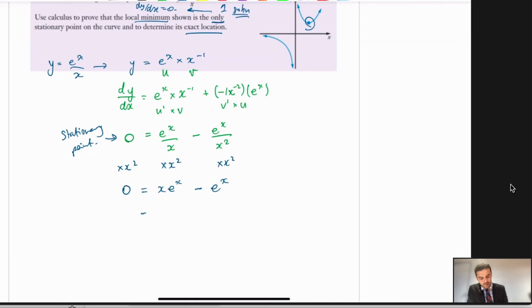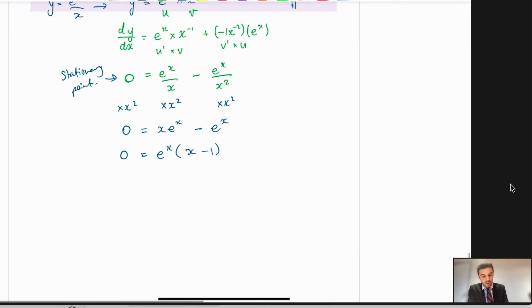Next thing is I can see I can factorize by taking out a factor of e to the x. So now I can use my null factor law. I either want to make this one equal 0 or this one equal 0. Okay, so let's write that out. I've got e to the x is equal to 0, and I have x take 1 is equal to 0. I can see x equals 1 is one solution.